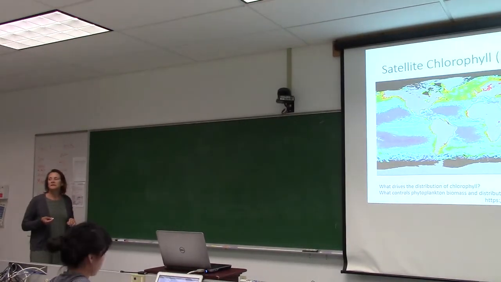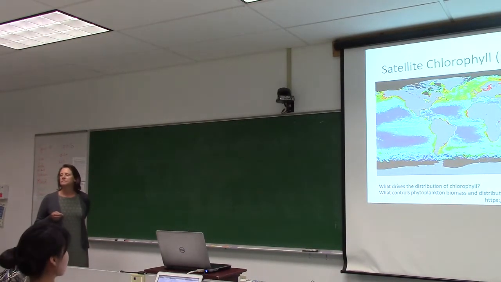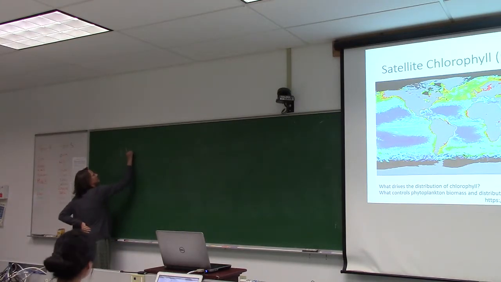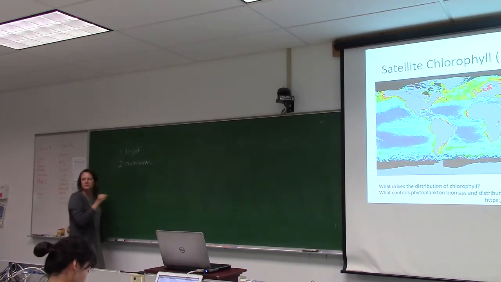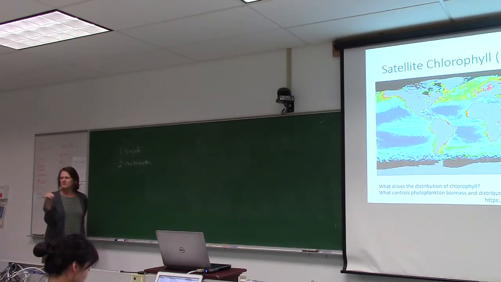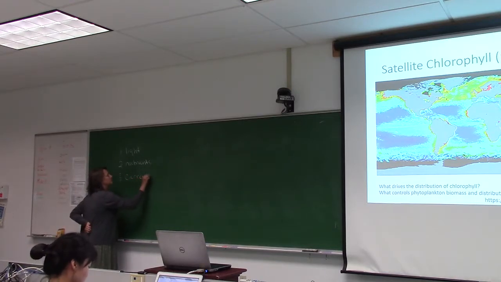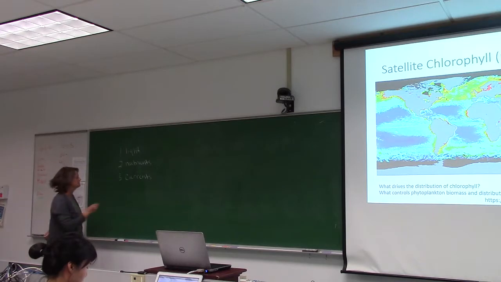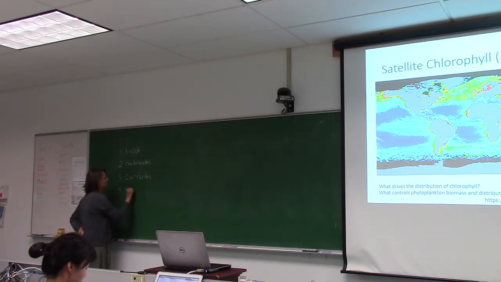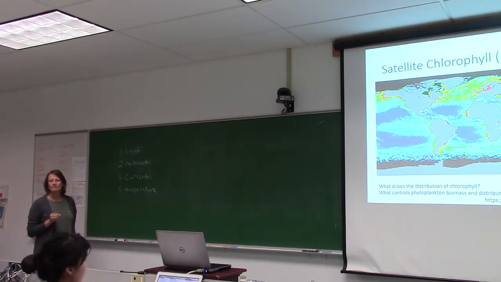Okay, so what are some important factors in the ocean that drive this pattern? Nutrient availability. Currents. Temperature, maybe. Proximity to land. So what would land do? Is it affecting one of these?